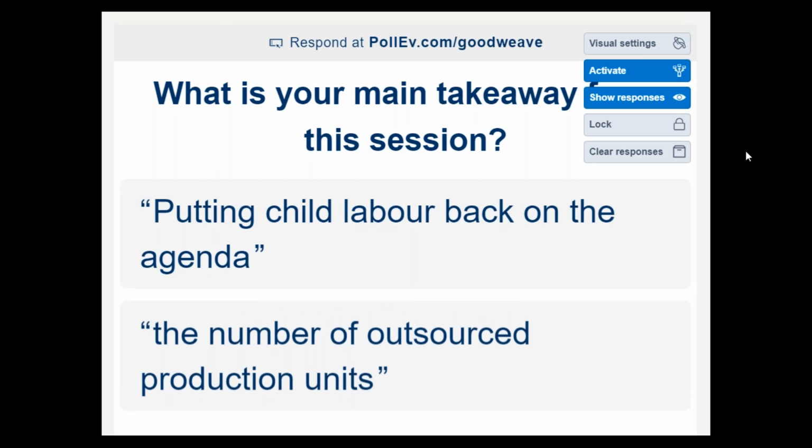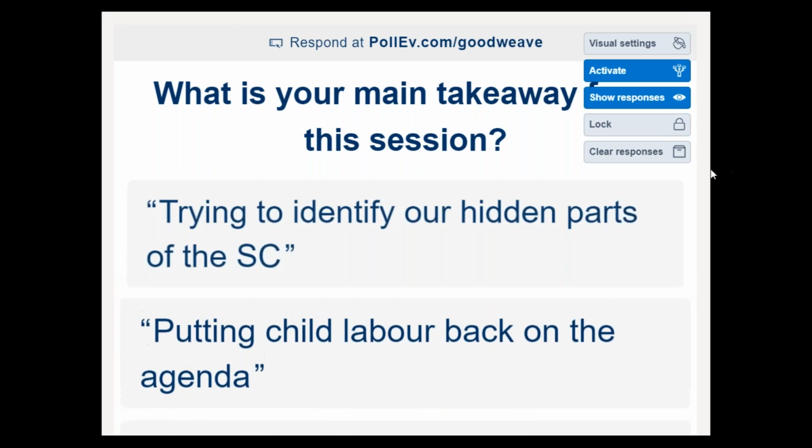Putting child labor back on the agenda, absolutely. We know it's an important requirement also within the German Partnership for Sustainable Textiles. So we are definitely happy to talk more about this issue today and to see this takeaway on the screen now.